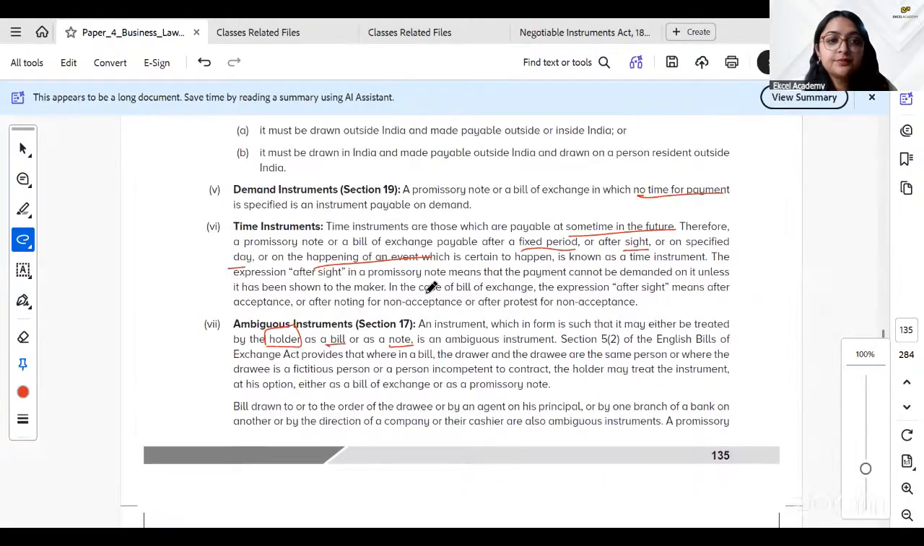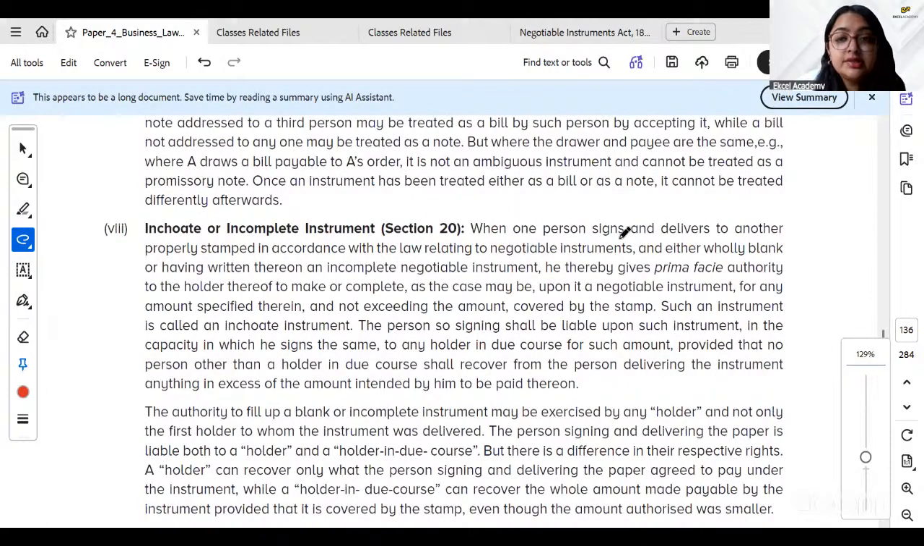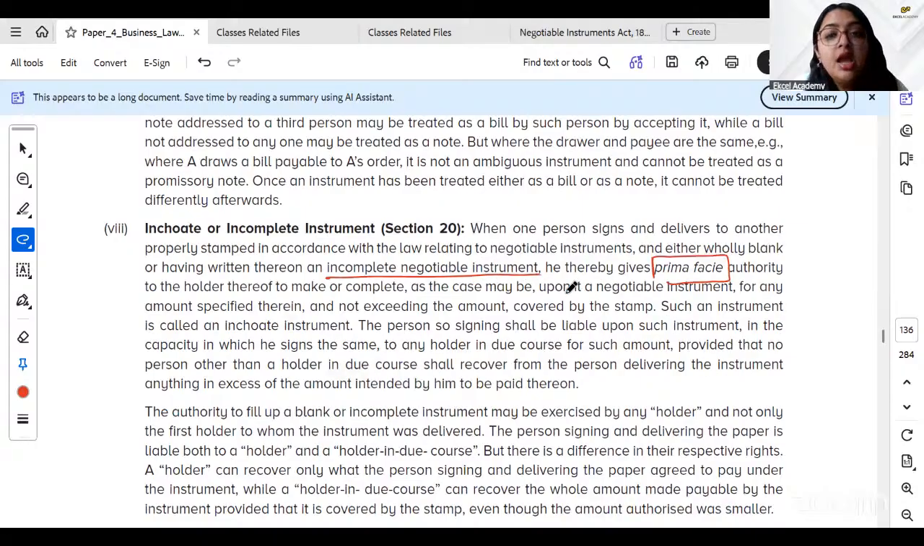Then you have the inchoate or incomplete instrument. When one person signs and delivers to another a paper, properly stamped in accordance with law, either wholly blank or having written thereon an incomplete negotiable instrument, he gives prima facie authority to the holder to make it a complete negotiable instrument for any amount specified therein, not exceeding the amount covered by the stamp. So if you're issuing a blank check, the holder can write the amount on it and make it a complete check.